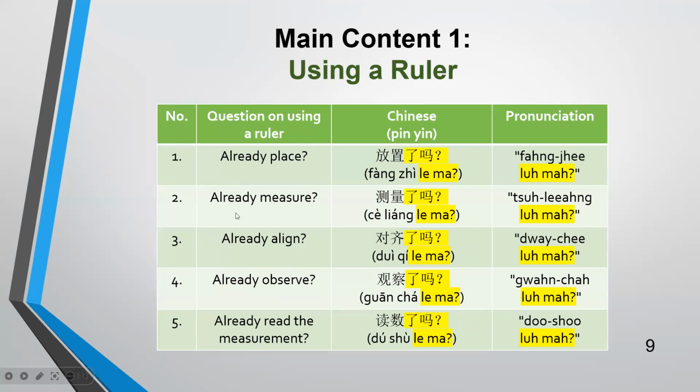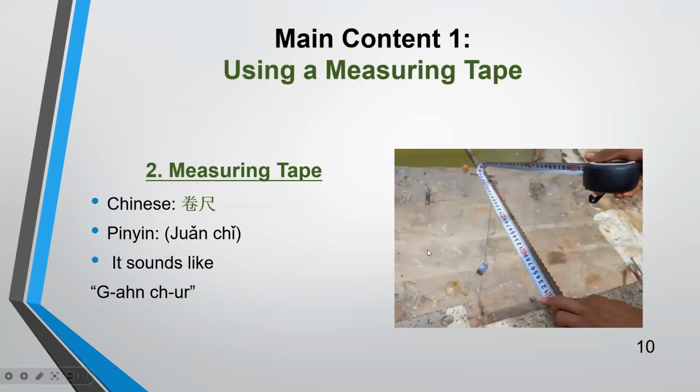Second would be, have you already measured with the ruler? 测量了吗? The pronunciation is like the plus liang, liang, lema. Okay, another question to ask. Already aligned or not? 对齐了吗?